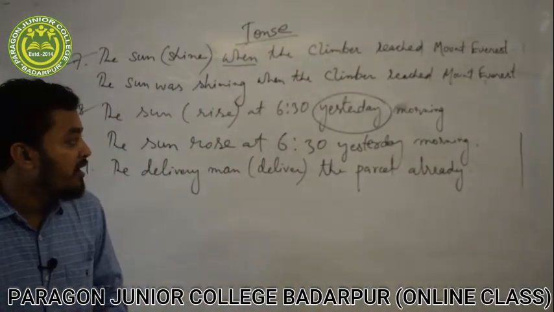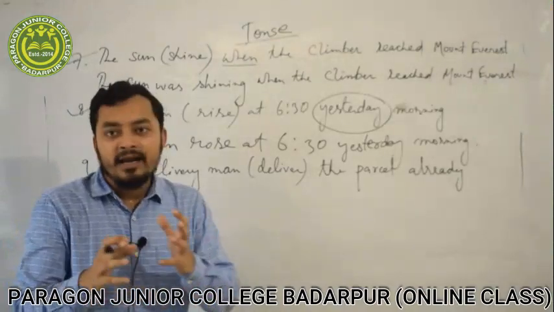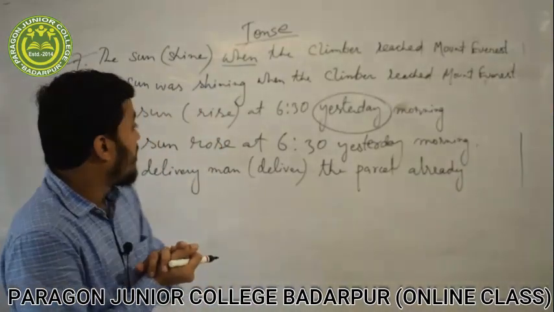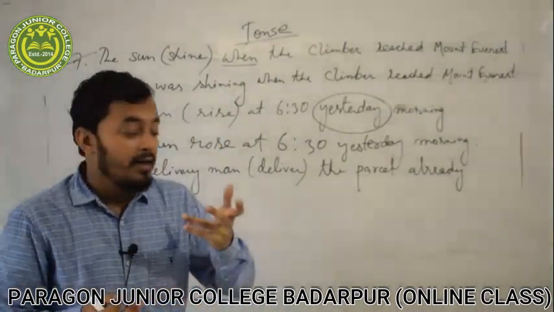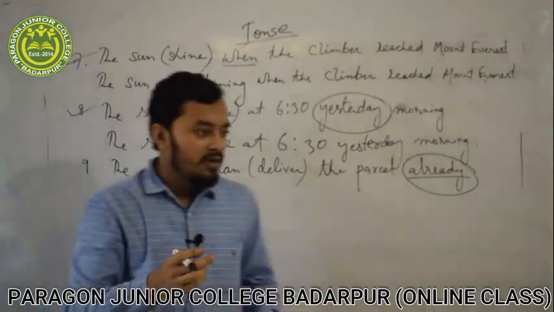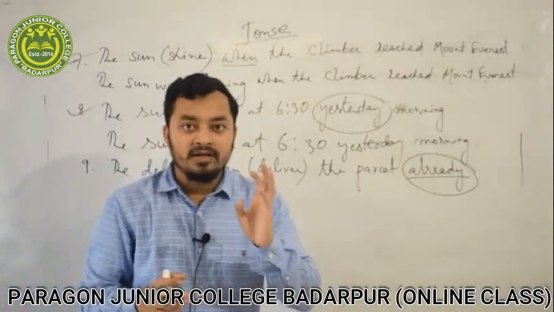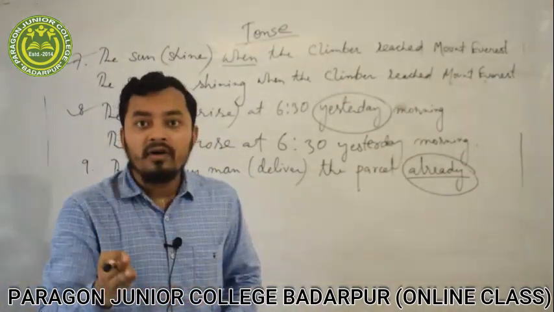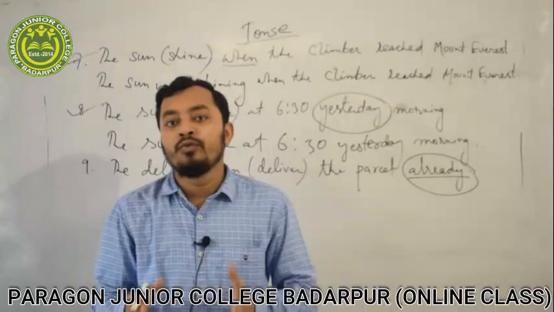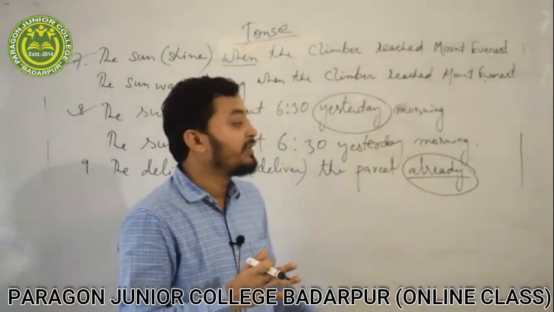Again, the sentence is an easy one because we can focus on the time phrases. Again, there are some time phrases which are only used in which tense? Present perfect tense. Like already. Already is a time phrase which is used in which tense? Present perfect tense. There are some more time phrases like just now, already, recently, lately, never, ever. These are the time phrases which are used in present perfect tense.